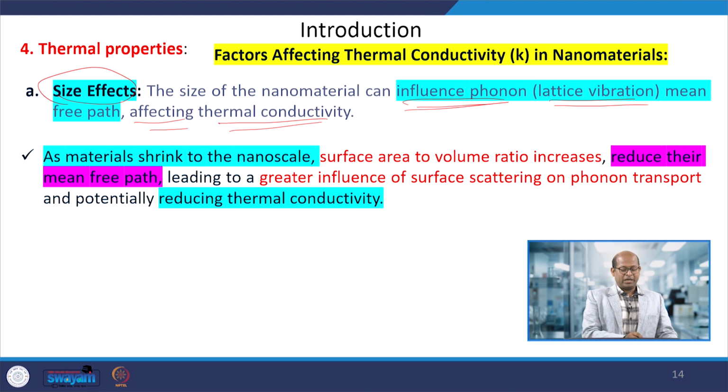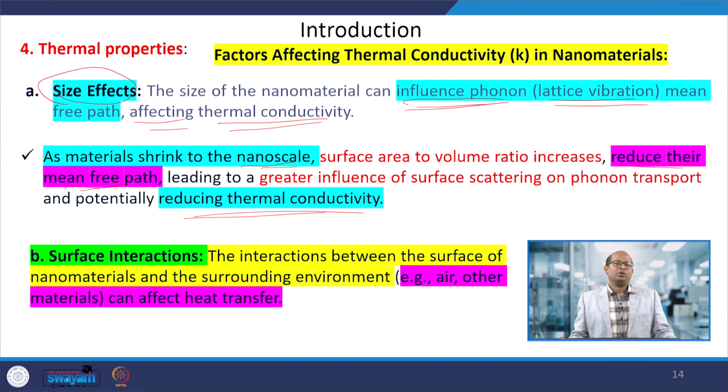Okay. So, as the materials are converted into nanoscale, the mean free path is reduced, and that would reduce the thermal conductivity of the material. When we change from bulk material to nanomaterials, the mean free path of individual molecules from one to another would decrease. As a result, the thermal conductivity will also decrease.